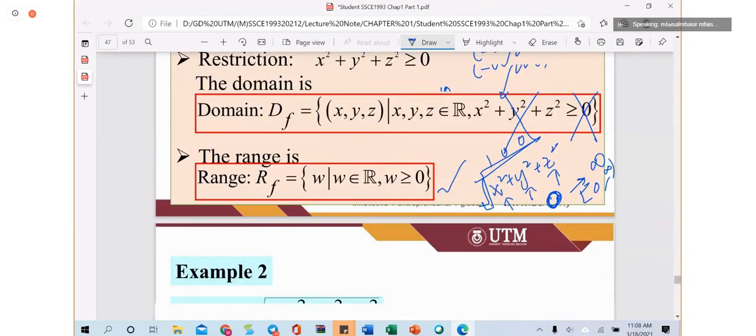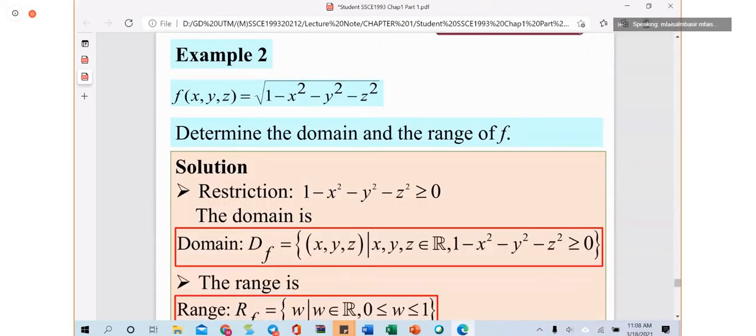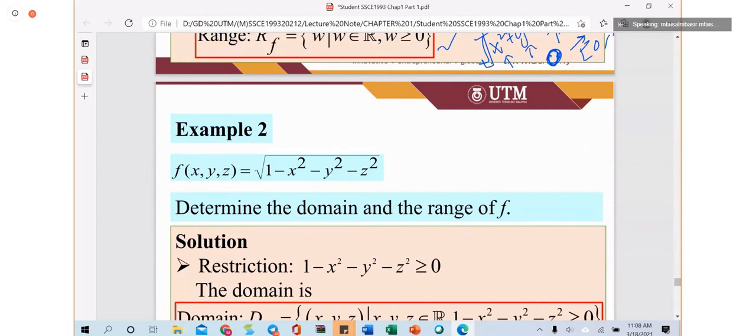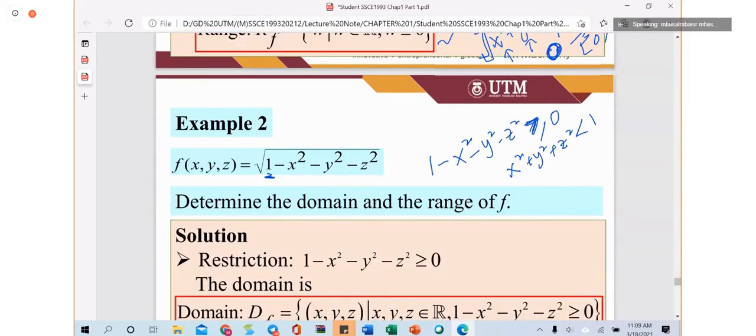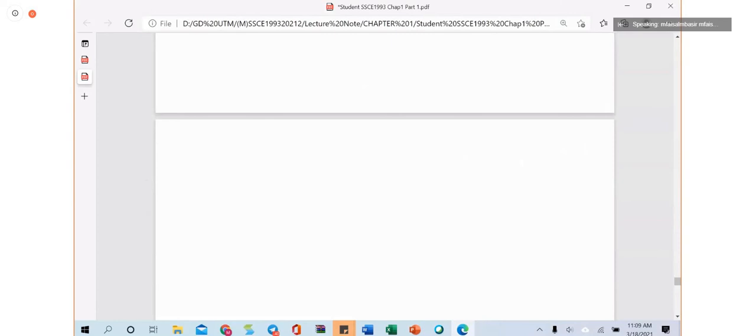Example 2. Now for this, we have 1 here. For the domain, as usual, inside the square root you have to make the inequality more than or equal to 0, or you can write as less than 1. Just bring the right side to the left. So this is your domain.